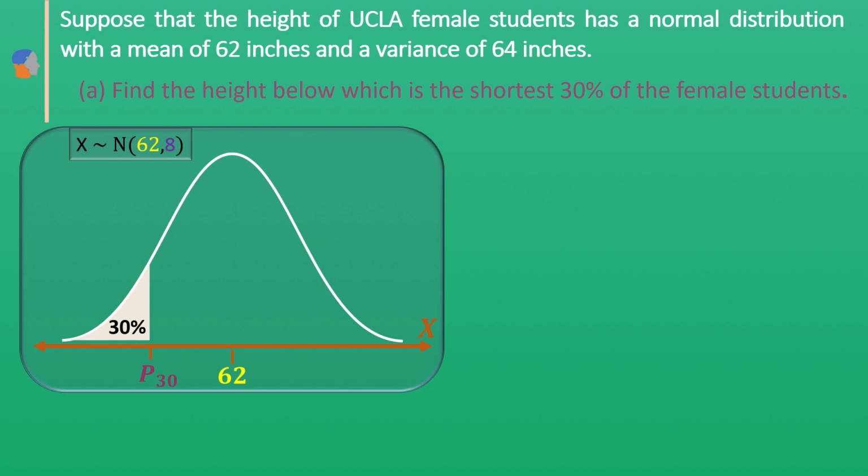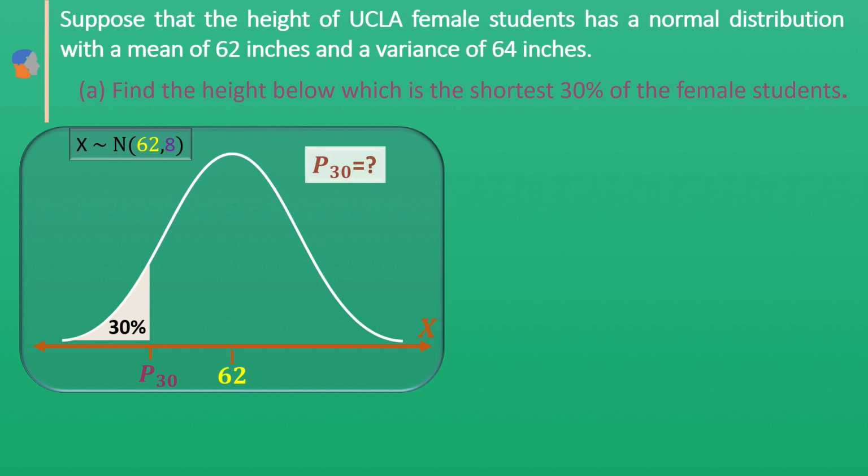That means the left area is 30%. In other words, this is the 30th percentile. So I use this x value as P30, right? Now we need to find the P30. How do we find the P30? First, we can think about this area, the left area. It is 30%, meaning 0.3.